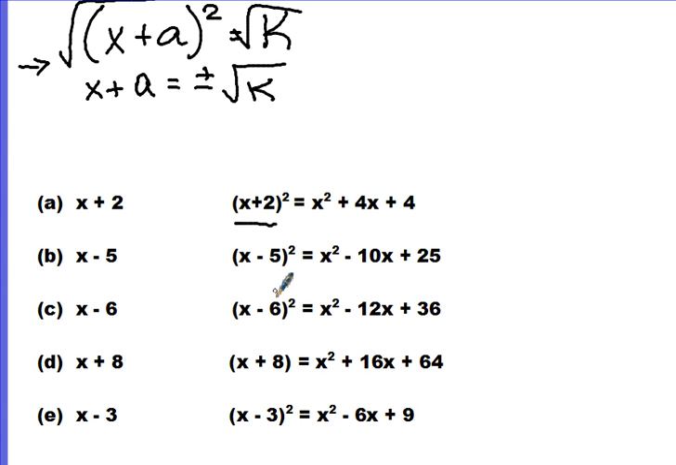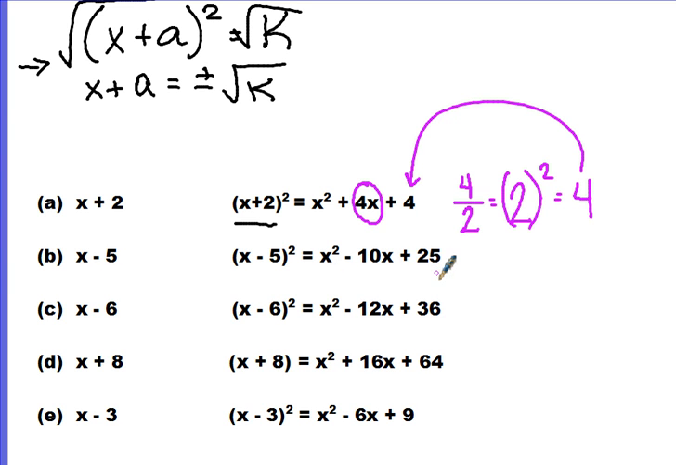Same thing if I did x minus 5 squared. I would distribute it out and I'd get x squared minus 10x plus 25. Same thing with each of the following. Now, there is a pattern that we should notice in each of these problems, and that is this. If we take the middle term, in this one it's 4, and we divide the middle term by 2, and we square that, it's going to give us the last term.